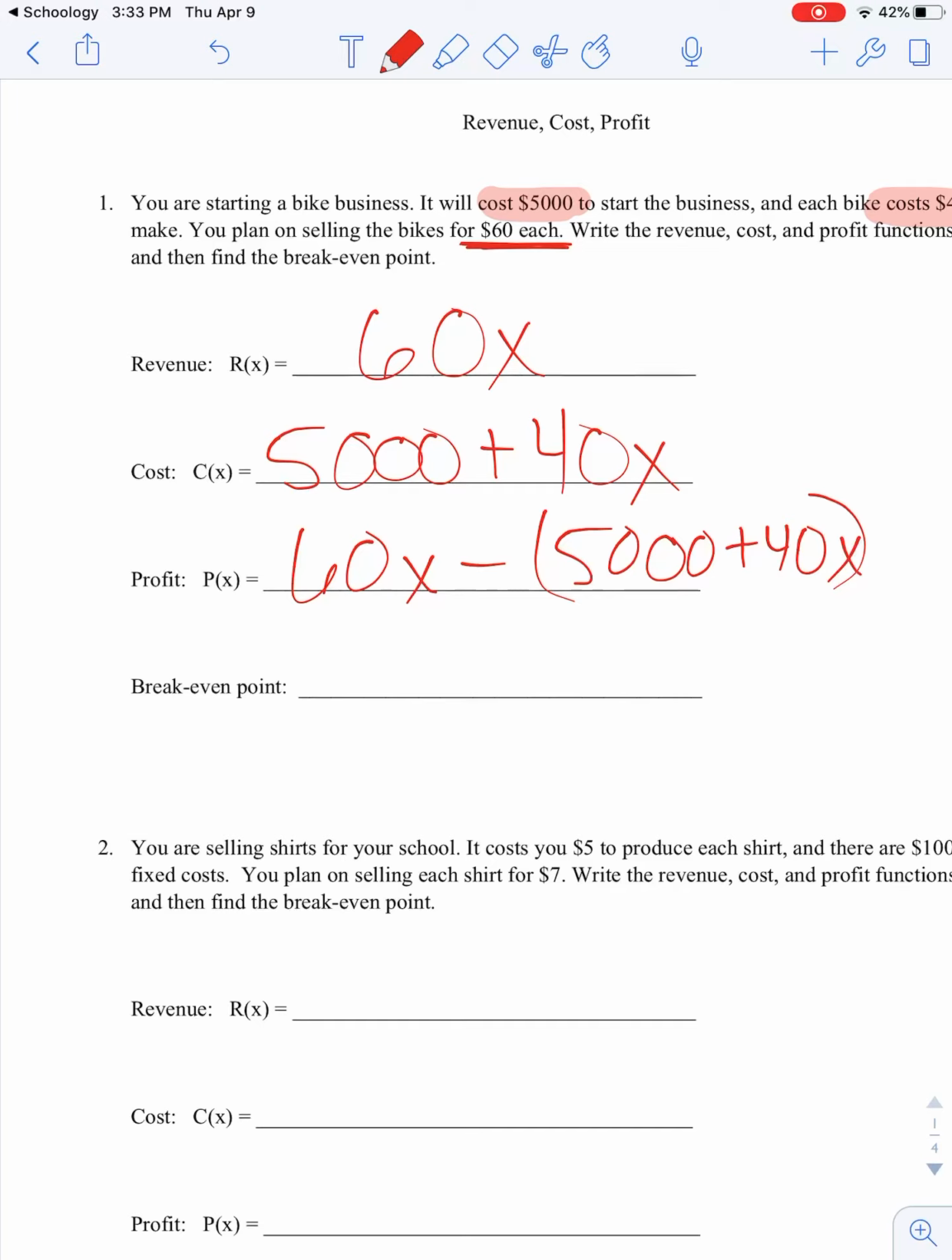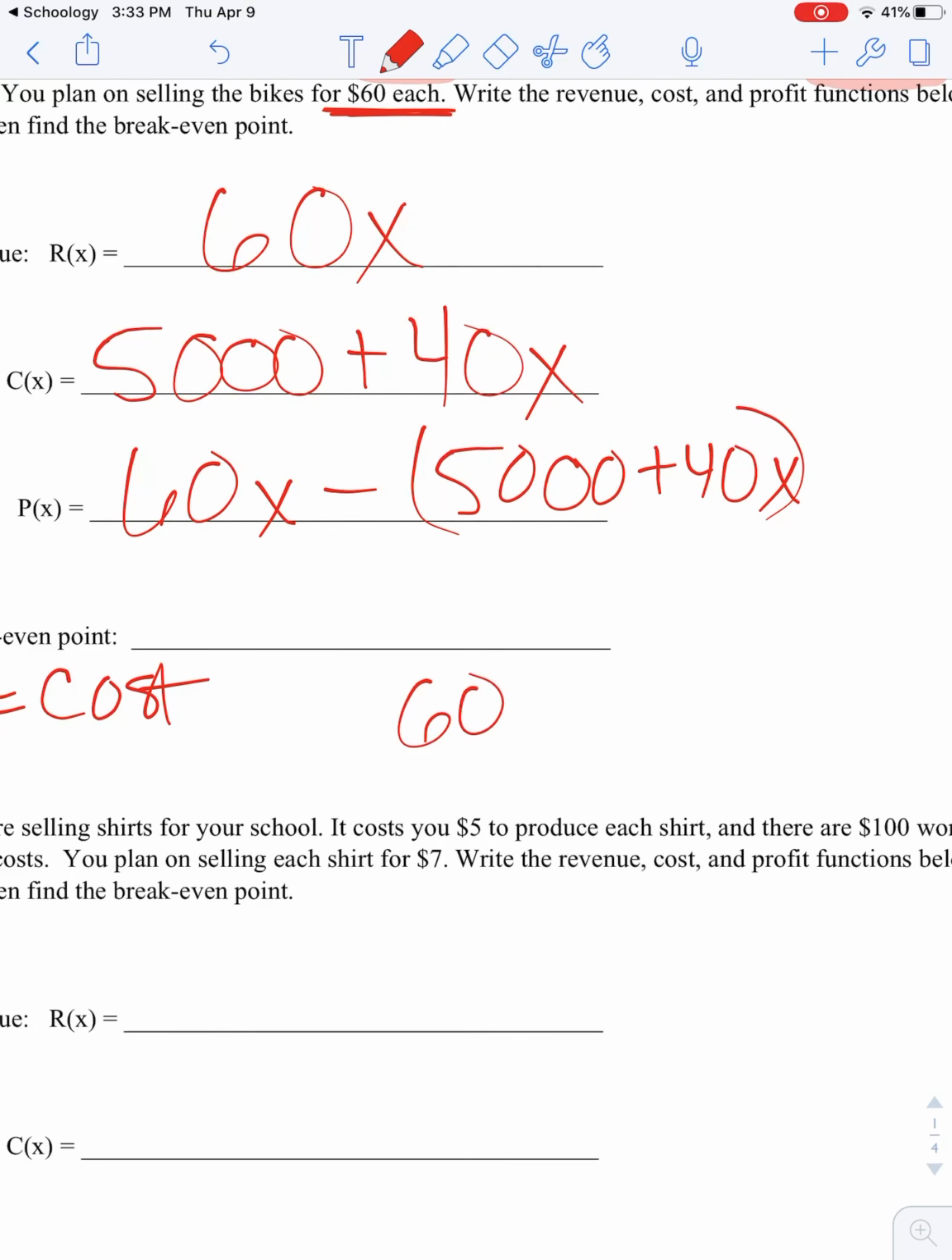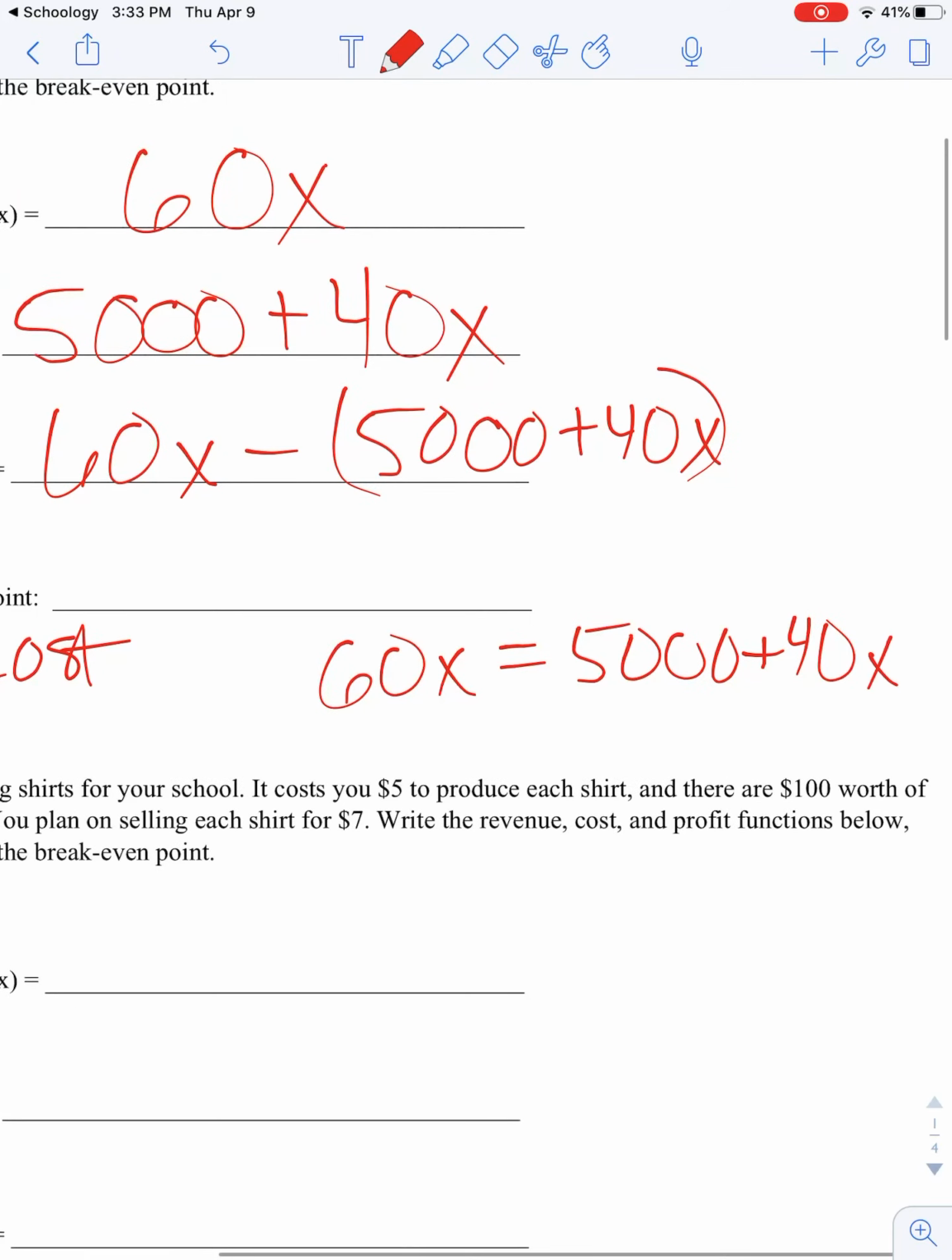And that's your profit. And your break-even point is either when your profit equals 0, or you can just think of it as when revenue equals your cost. So I'm just going to set the revenue equal to the cost. And then I'm going to do my algebra and solve. So I have to get the x's all to one side. So I will subtract 40x from each side. So I get 20x over here, 5,000 over here. Divide by 20, and I'm going to get 250.